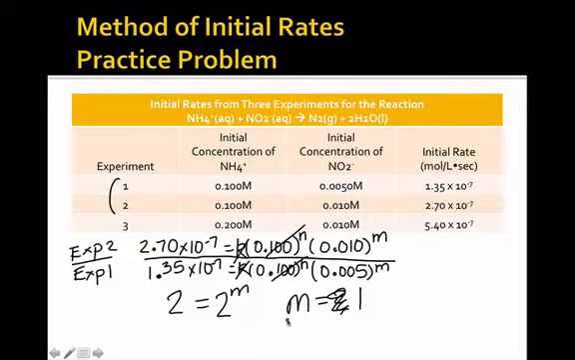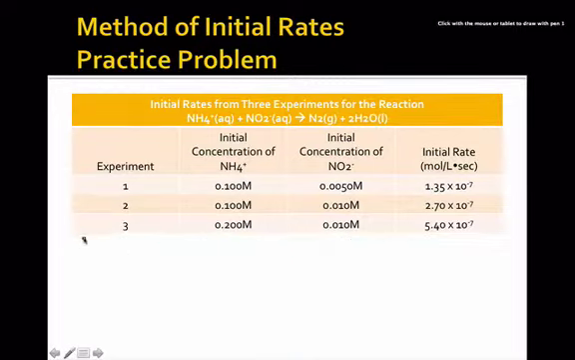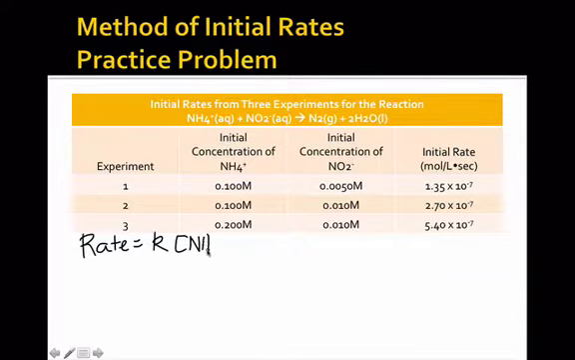So if I want to rewrite my rate law equation with what I know, I would say rate is equal to K, because I still don't know what K is, the concentration of the ammonium ions, and there's a 1 there, but I don't have to write it because it's 1. And then I have my nitrate ions, and again, there's a 1 there, but I don't have to write it. So we found a little more information here, and we can plug it into that rate law.